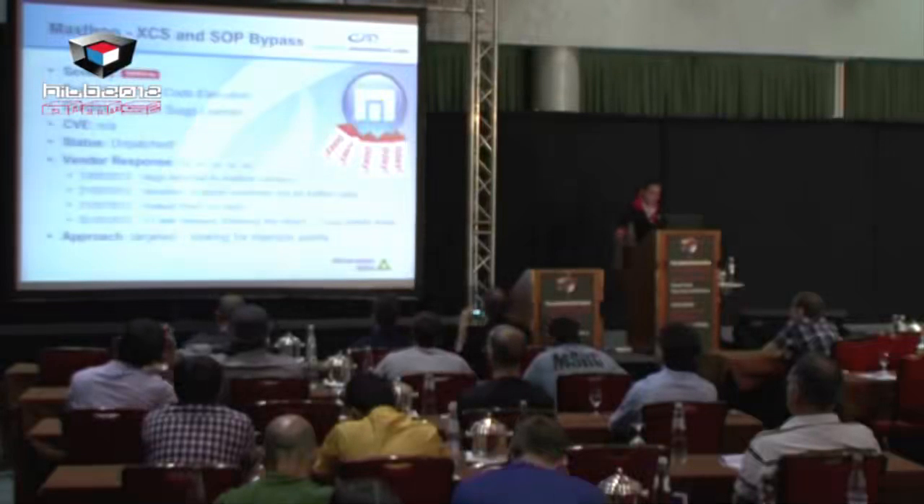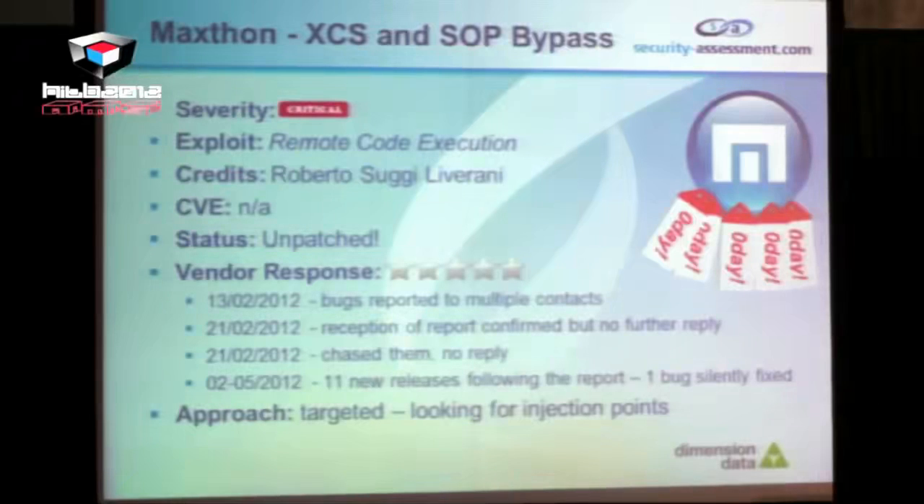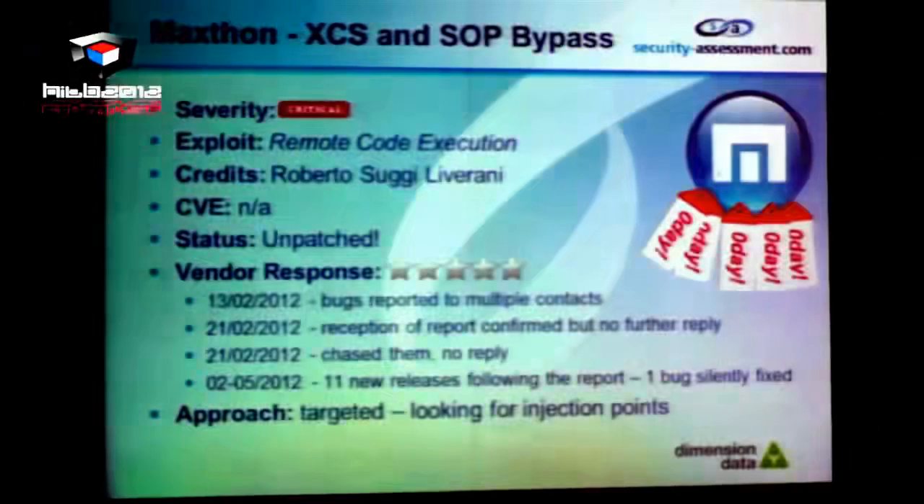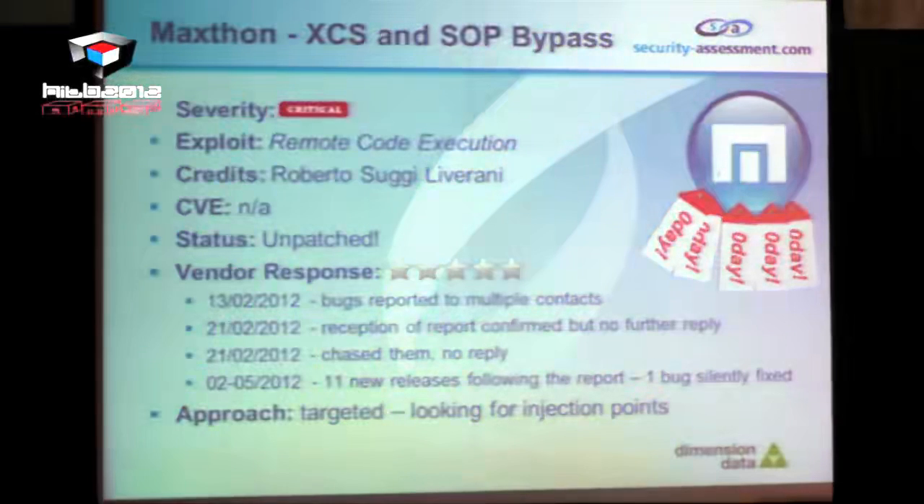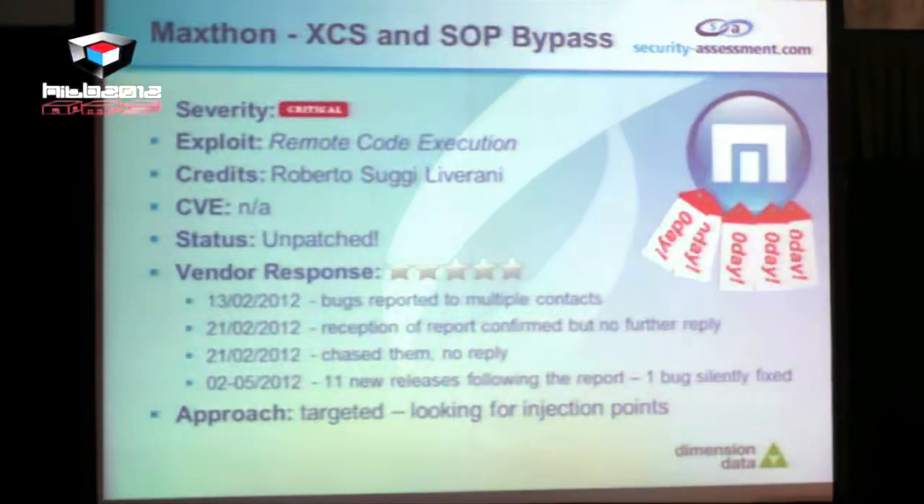All right, time to introduce other bugs. This is the bug I found in Maxthon. There are different bugs, and these are all 0-days. I'm releasing 5 of them, and those are unpatched in the latest version. So the vendor response here is 0 out of 5. I sent the report to them, tried to chase them, no response. And there have been 11 new releases since I sent the security report to them. One bug was silently fixed, so I decided, okay, I'm going to drop these 0-days.